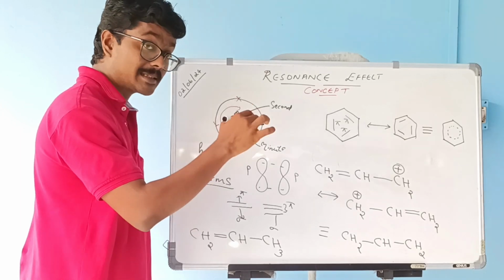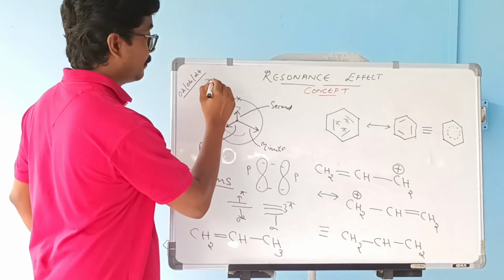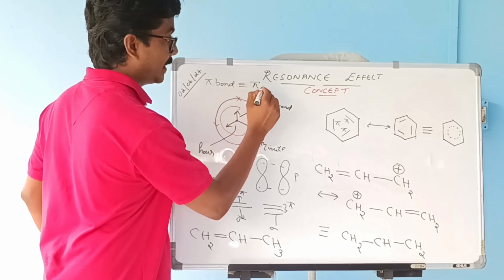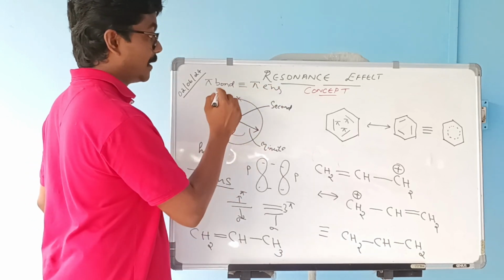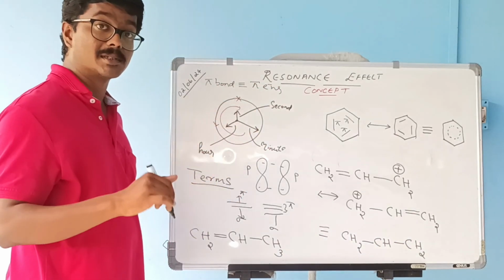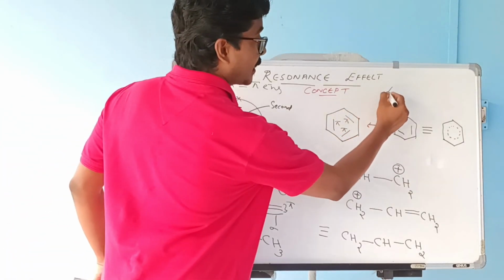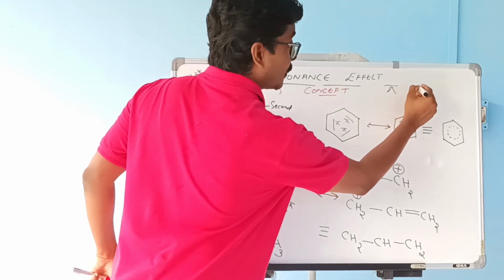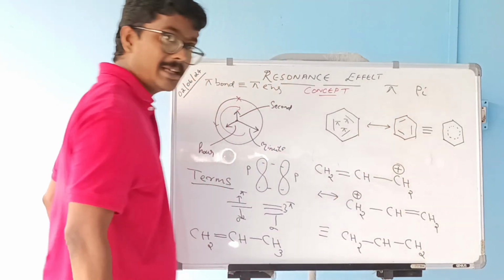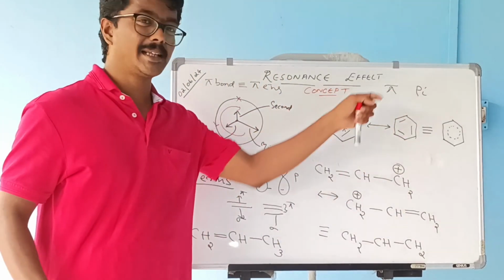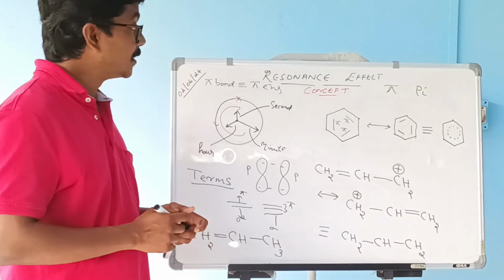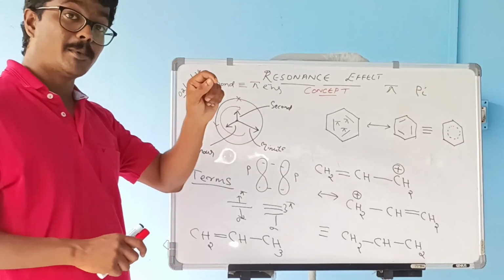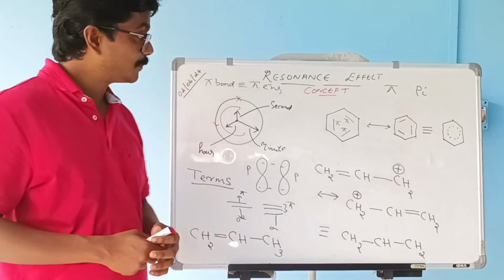So in this class, we consider pi bond is equivalent to pi electrons. This pi can be represented by either using this Greek letter pi or writing it out. I use this Greek letter for simplicity. So pi bonds are represented in this resonance class. Pi bonds are equal to pi electrons.